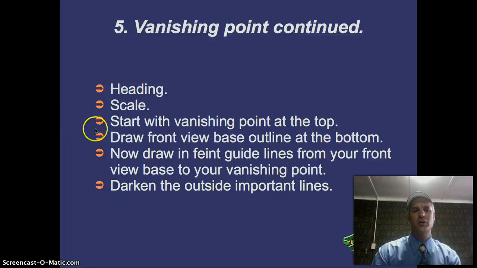Start the vanishing point at the top of your page. Draw the front view base outline at the bottom, of course, depending on the scale. So you need to know the distance between the two. Now draw in faint guidelines from the front view base to your vanishing point, and then darken the outside important lines.